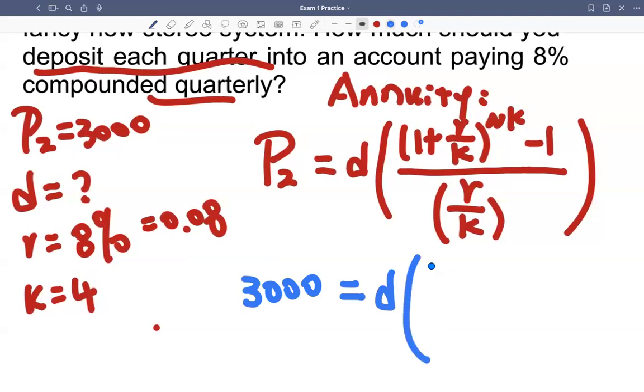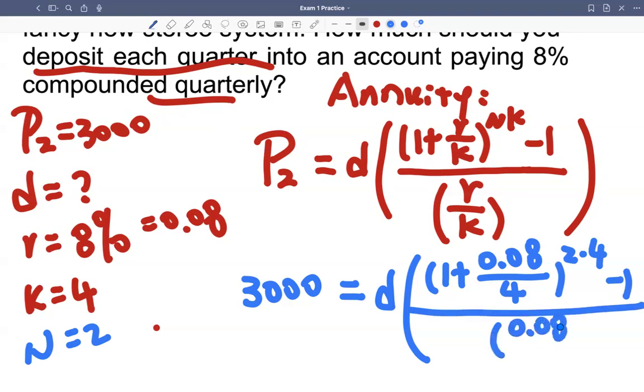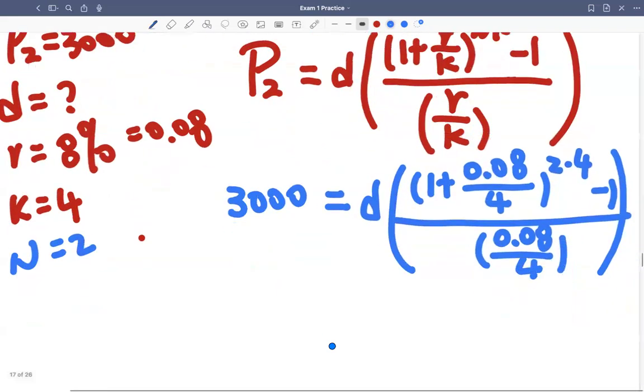We're trying to find D. Then the numerator is 1 plus R, which is 0.08, divided by K equals 4, then raised to N times K. Well, N is 2. I didn't write down N. N is 2, K is 4. NK means N multiplied by K. So 2 times 4, then minus 1. Then divided by 0.08 divided by 4. Okay, so this is set up. If you can set up like this, you already get half of the total points.